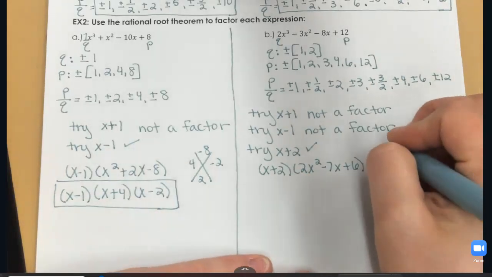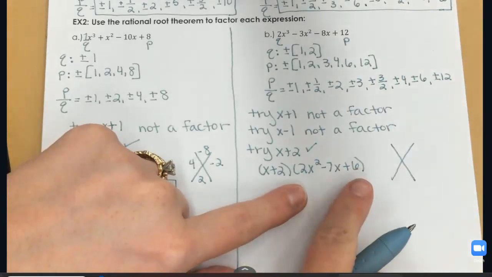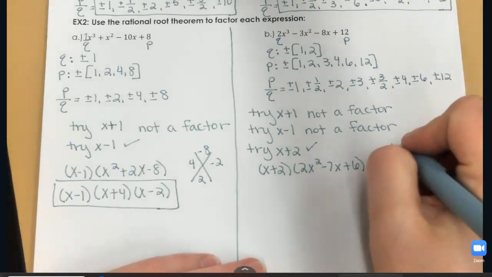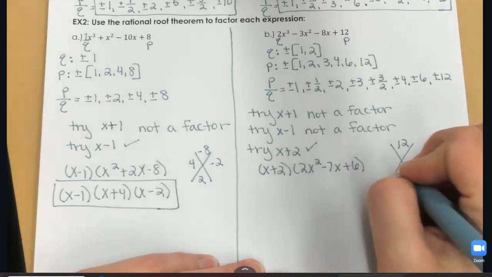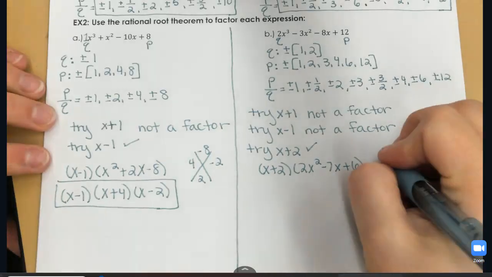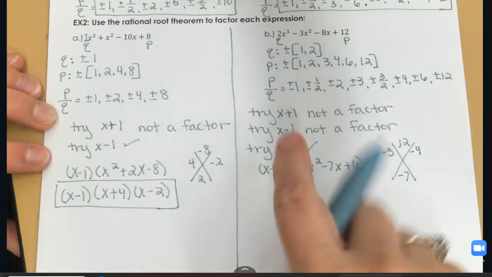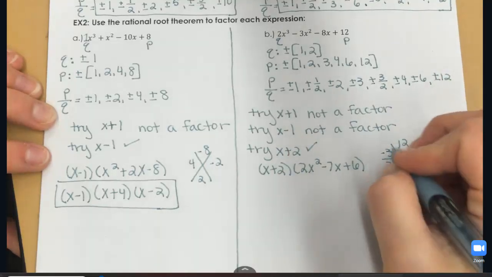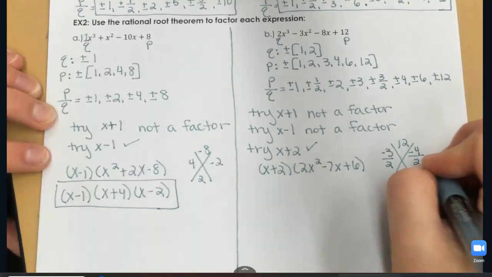And if I were to set up my x method here, I would get 2 times 6, which is 12 in the top, negative 7 in the bottom. My two magic numbers that multiply to 12 and add to negative 7 are negative 3 and negative 4. I need to divide by a. Negative 3 will not evenly divide, but negative 4 will.